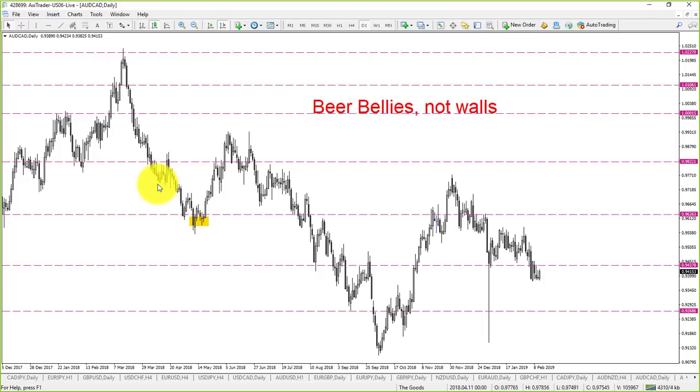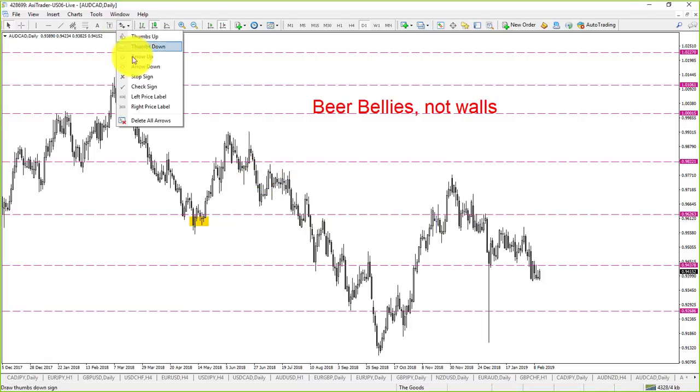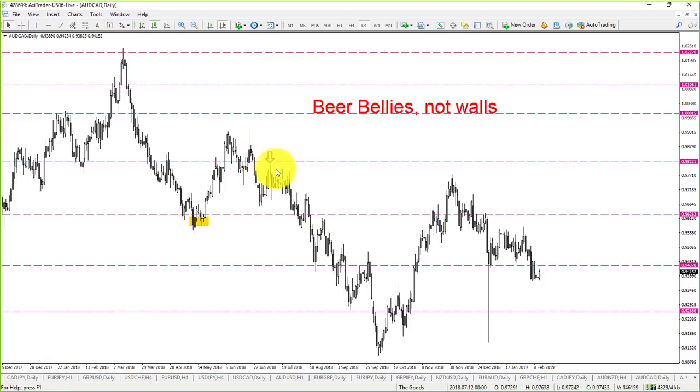So what that means is sometimes the market pushes into a support and resistance level, and it's actually a bear belly. It kind of pushes into it, and then it's rejected. Sometimes it'll just barely touch it, like this right here, and also fall away as well. So it's not perfect. They're zones. They're not specific points on the chart.